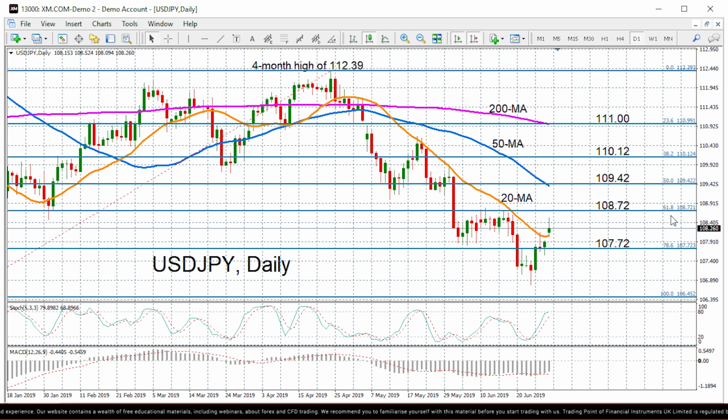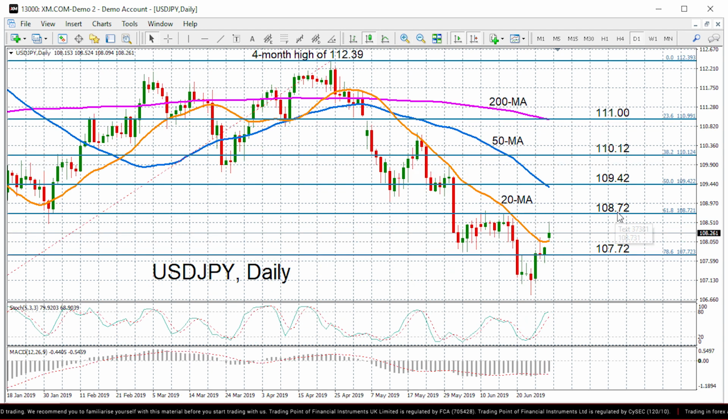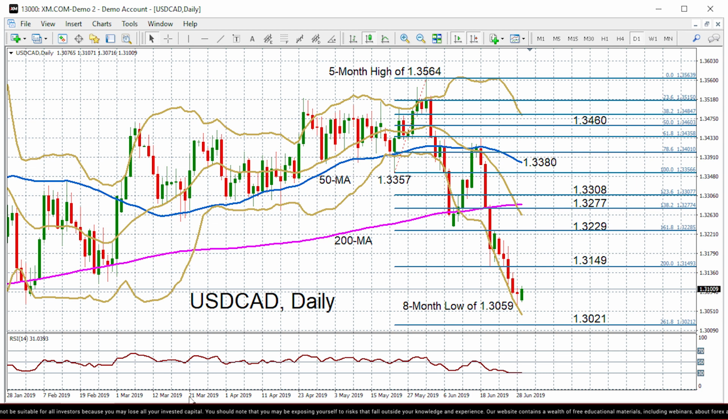the 61.8% Fibonacci retracement of the uplift from 106.45 to 112.39, so that's around 108.72. But we would really need to see a climb above the 50-day moving average and the 50% Fibonacci at around 109.42 in order to see a more sustained increase in dollar-yen, and then if we see a break above the 110 level near the 38.2% Fibonacci, that would help shift the current bearish picture in the medium term to a more neutral one. Let's now turn to dollar CAD.